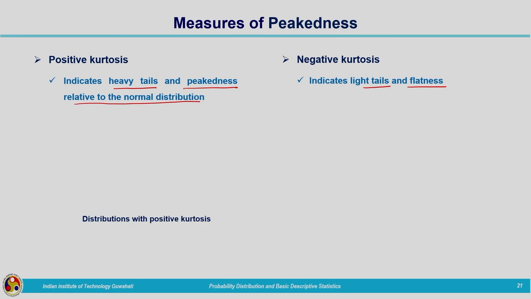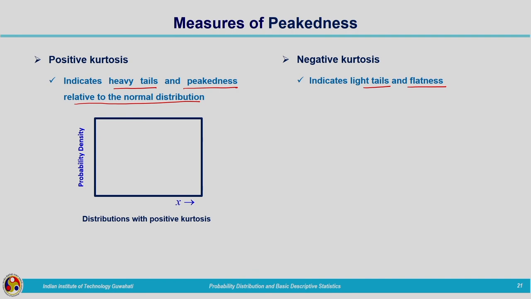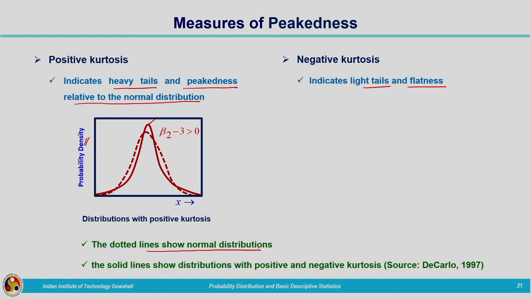So that can be plotted. Distributions with positive kurtosis can be plotted like this. We are plotting the probability density along the y-axis and the specified values corresponding to random variables along the x-axis. And this is the distribution. This red line is representing the distribution corresponding to the given data. Second curve is marked with a dotted line, and the dotted lines show the normal distribution, and the solid lines show the distributions with positive kurtosis in this case. So this solid line is representing the data with positive kurtosis.